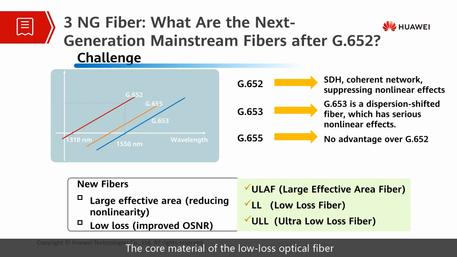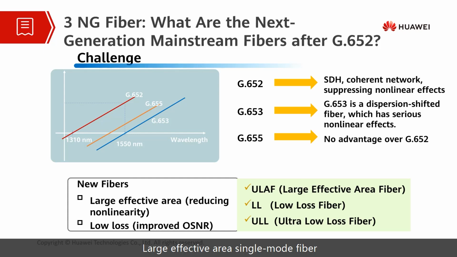The core material of the low loss optical fiber is germanium-doped silicon dioxide, which is the same as that of the G.652 optical fiber. The typical loss is 0.185 decibel per kilometer by optimizing the manufacturing process. The ultra-low loss optical fiber improves the refractive index and manufacturing process of the optical fiber. It does not dope germanium in the core layer, thereby further reducing the optical fiber loss.